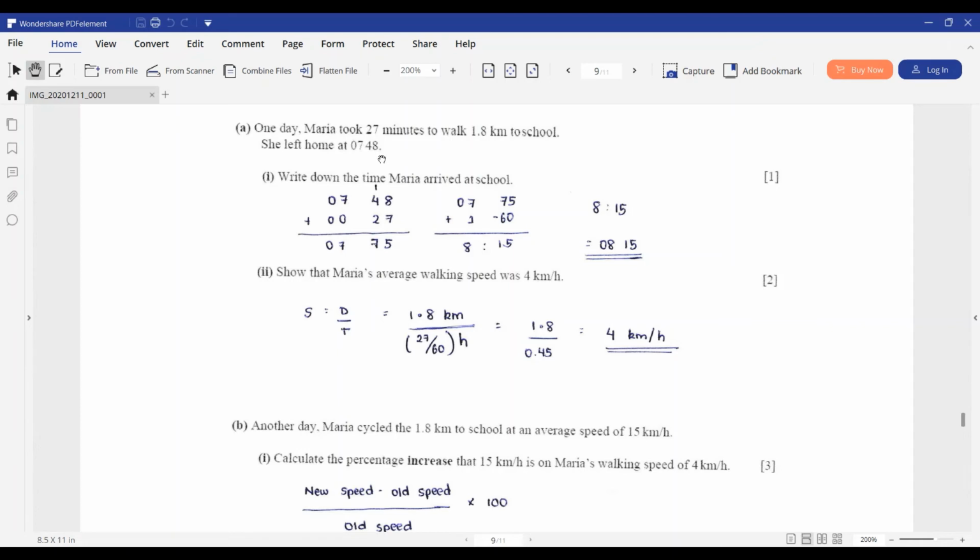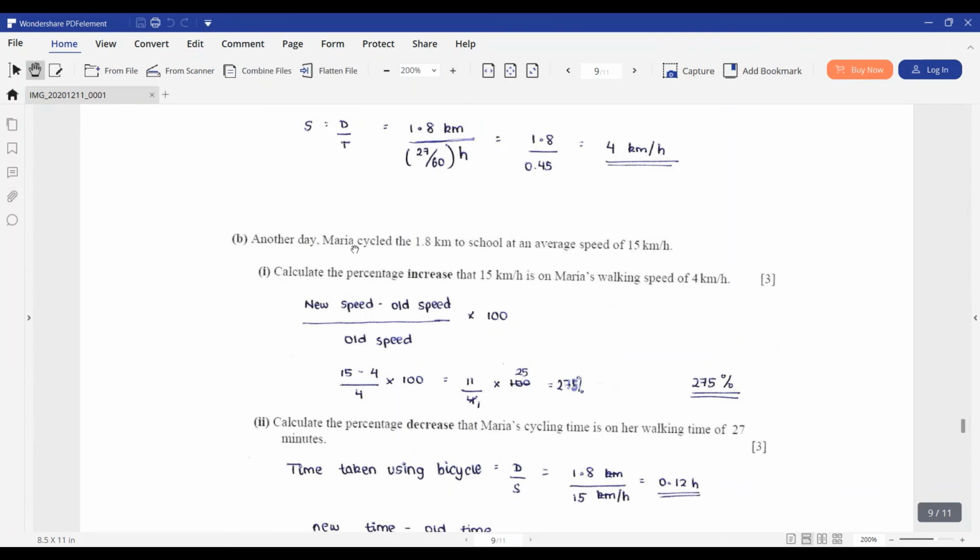So 1 hour is 60 minutes. So this is in minutes. So 27 over 60 is basically the amount of time in hours. So 27 over 60 is 0.45 hours. So we're going to take 1.8 divided by 0.45 and we should get the average walking speed to be 4 kilometers an hour.